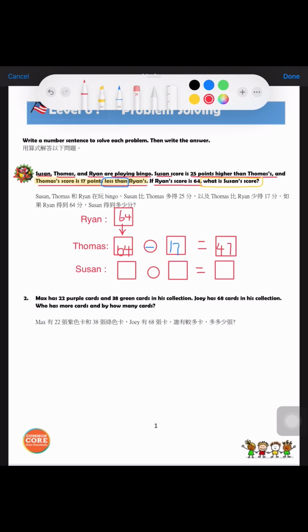How about Susan's score? Susan's score is 25 points higher than Thomas. So we can duplicate Thomas' score, 47. And since Susan's score is higher than Thomas, we may add 25, which equals to 72.